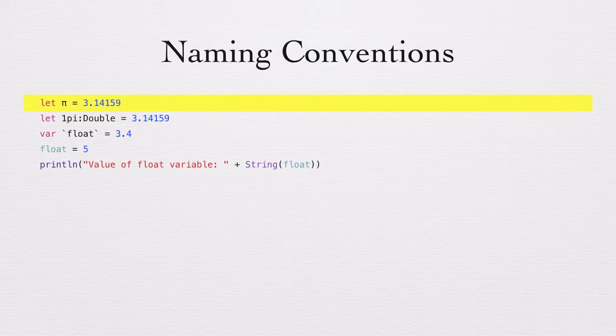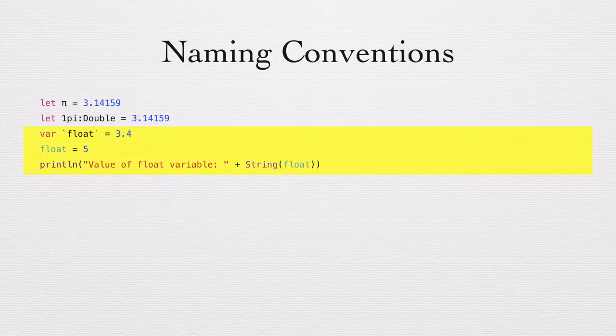You are allowed to use any Unicode characters to name your variables and constants. In this example, we used the pi symbol as the name of the constant. A name cannot begin with a numeric digit. Likewise, it cannot contain mathematical symbols, line and box drawing characters, etc.